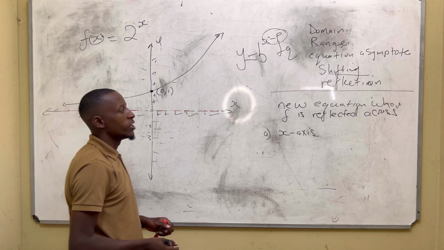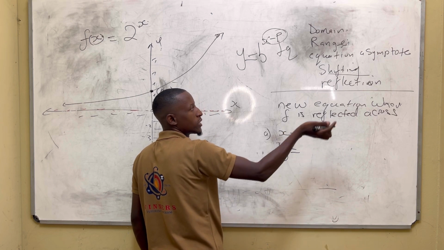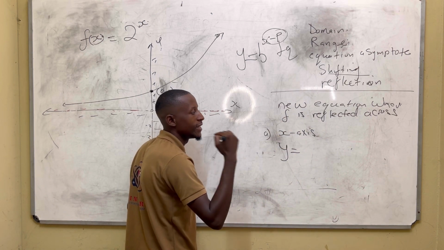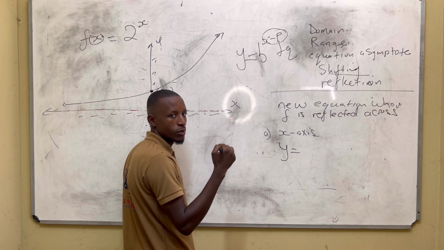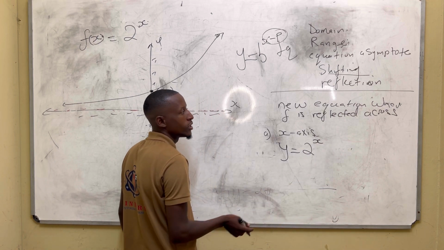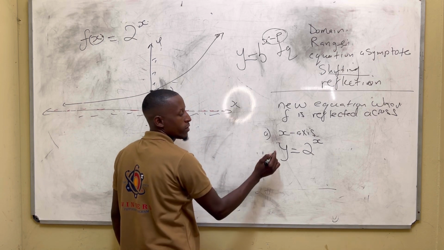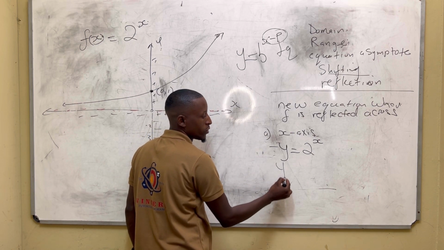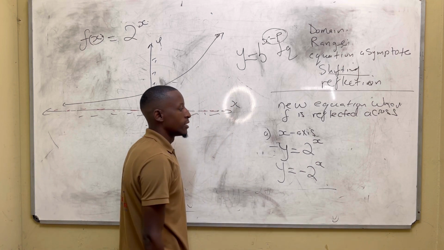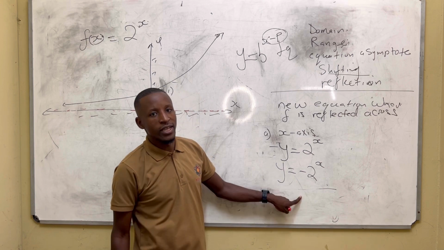So our new equation, how is it going to be? Don't confuse the reflection and the shifting. Reflection, we will place a negative wherever there is y, because y is affected. So this was our original equation. Reflected, y is affected, wherever there is y, I place a negative. So that's why you're going to end up getting a negative 2 exponent x. That's how your equation will have a negative, because of the reflection.